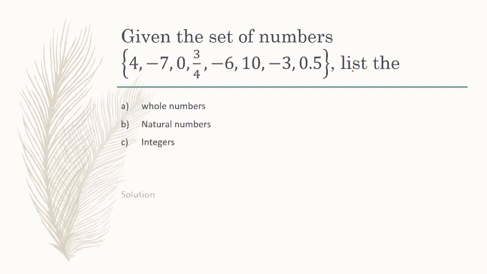Let's start with the whole numbers. Solution. Whole numbers. Remember that the set of whole numbers is made of what? 0 and all of the positive numbers. Then we have 0, we have 4, and we have 10. And these are whole numbers. This is it. And what about the natural numbers?